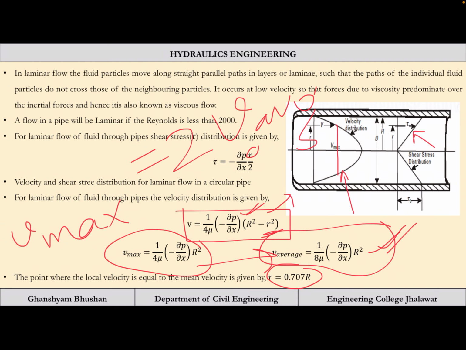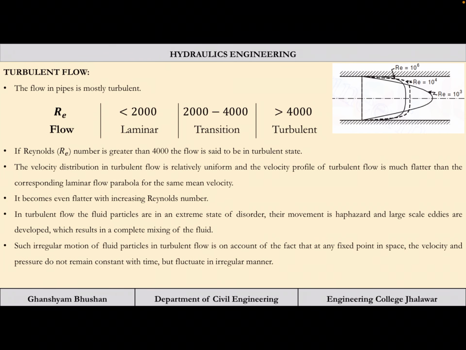This was the quick revision of laminar flow. Now let us see why we are going to study turbulent flow. Most pipe flow is turbulent in nature, and this value I have told you already. If the Reynolds number is greater than 4000, the flow is said to be in a turbulent state. The velocity distribution in turbulent flow is relatively uniform, and the velocity profile of turbulent flow is much flatter than the corresponding laminar flow parabola of the same mean velocity.